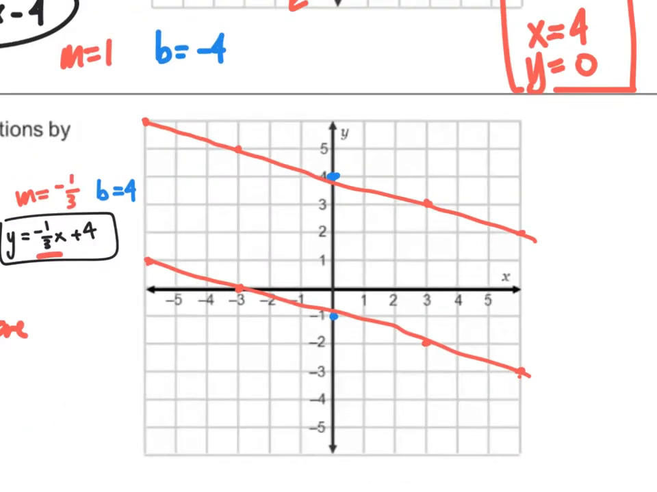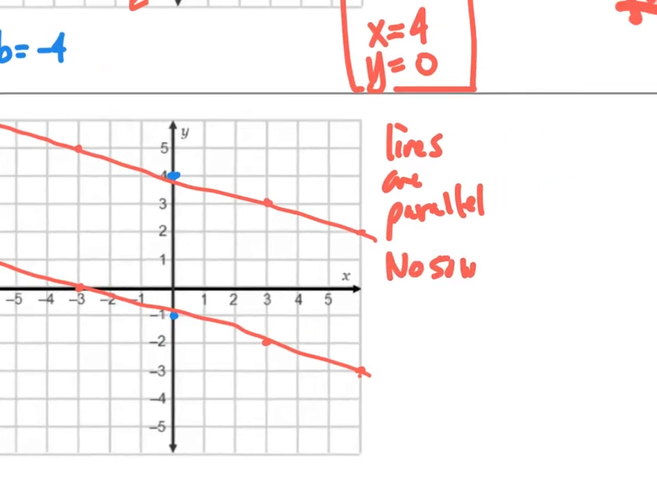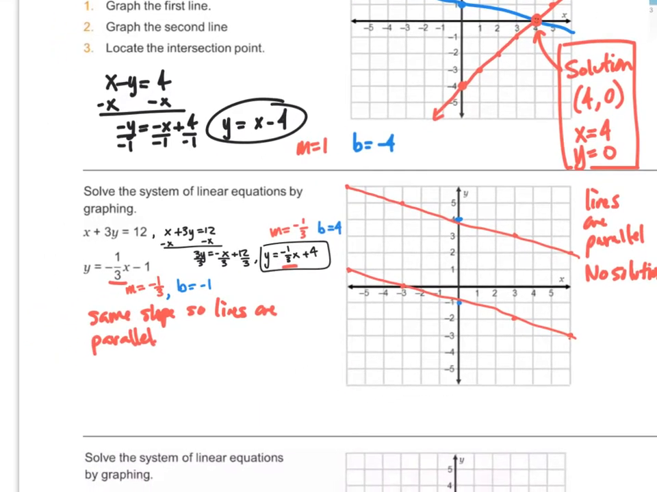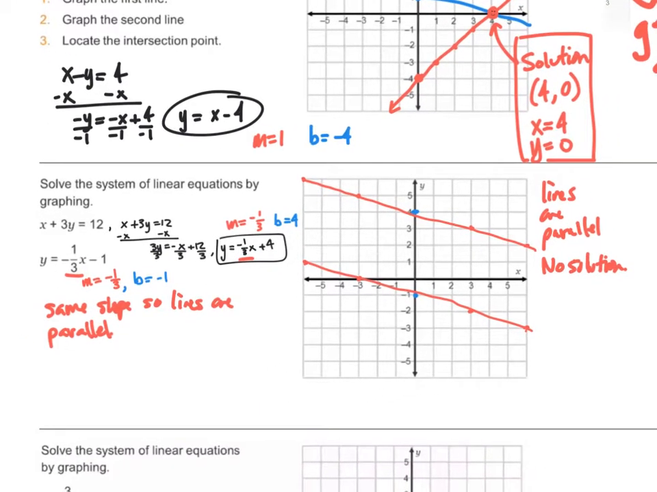And so because these lines are parallel, there's no solution. All right, there's no intersection point. All right, no solution. And so that's all we've got is just that scenario. Now let me graph both of them. I'm going to graph it in standard form and in slope-intercept form so we can see, and then we can just make sure that we did it correctly.